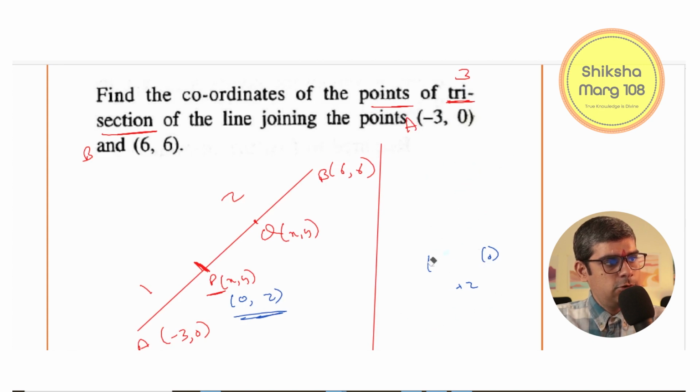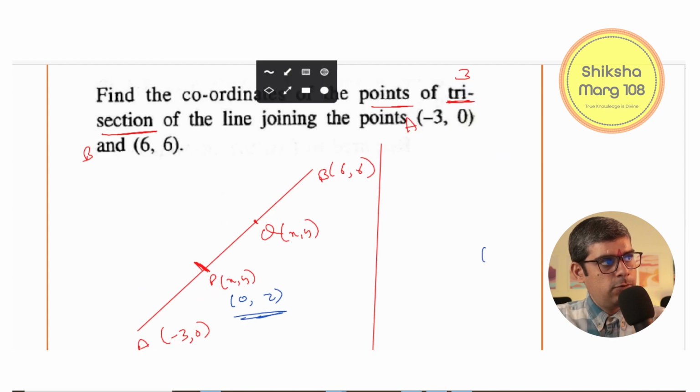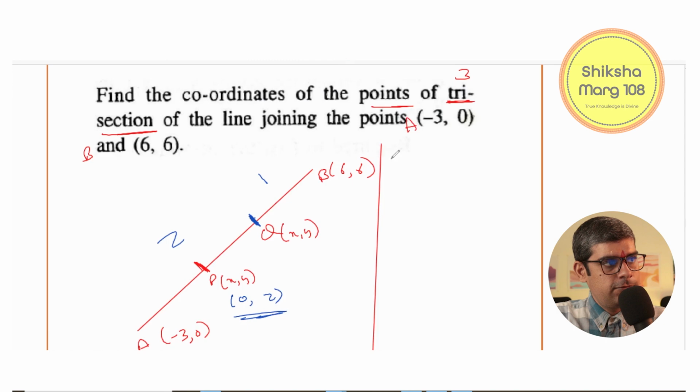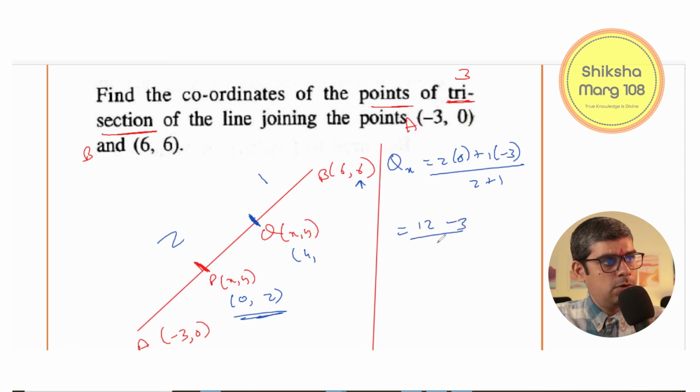The ratio is going to change obviously. So I'm going to change this bit. Now we are focusing on point Q. So 2 parts over here, 1 part over here. So let's make sense of the coordinates of Q. This is Qx equals 2 times 6 plus 1 times -3, the whole over 2 plus 1. This is going to be 2 times 6, 12, minus 3, the whole upon 3. That's going to be 12 minus 3, which is 9 over 3, which is 3.